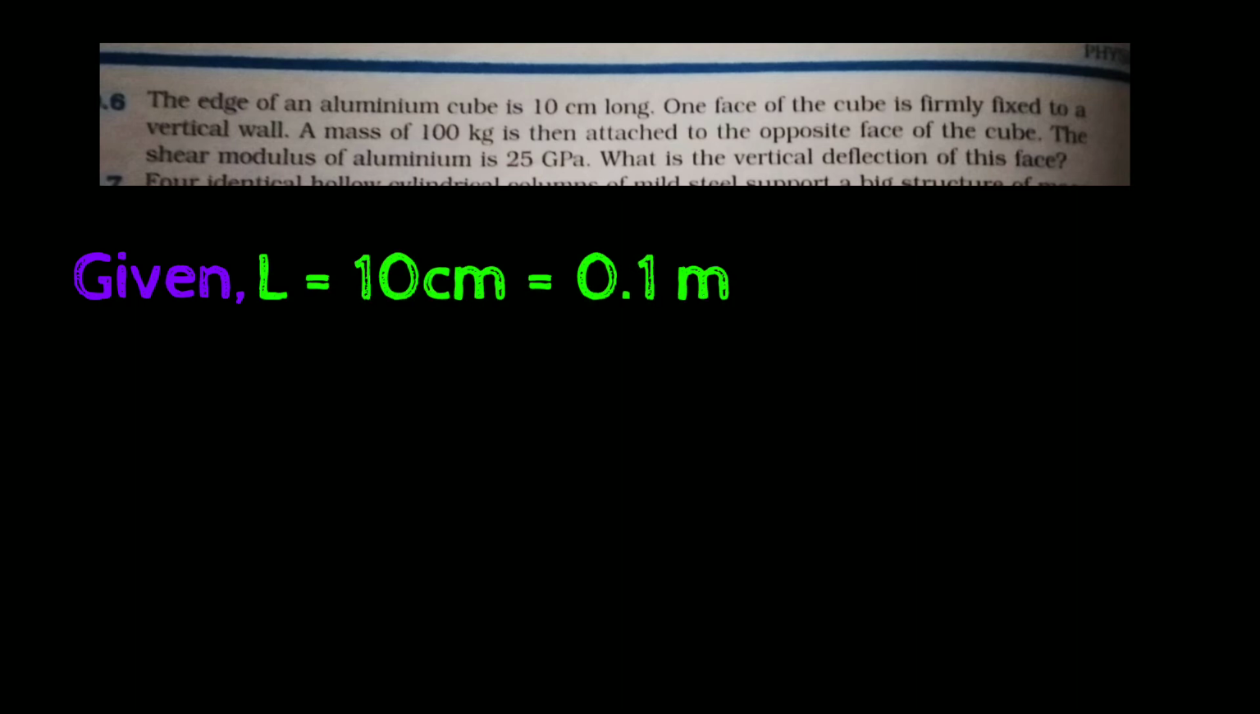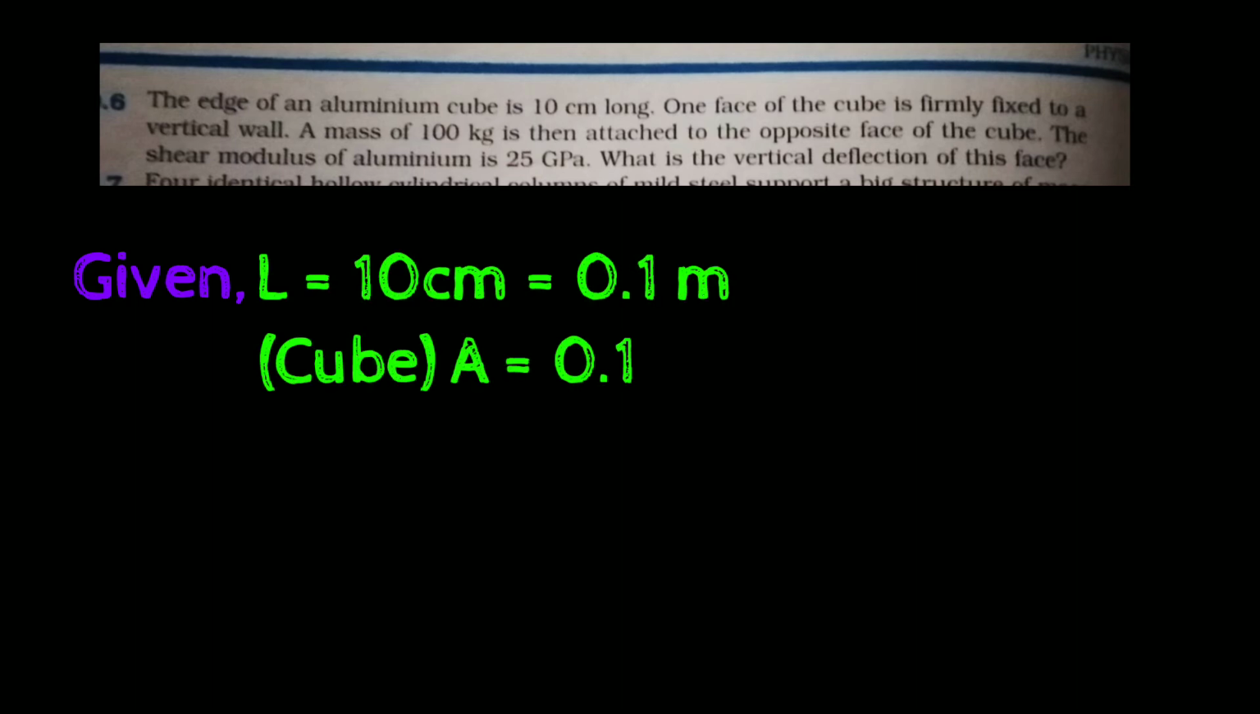The edge of an aluminium cube is 10 cm long. One face of the cube is firmly fixed to a vertical wall. A mass of 100 kg is then attached to the opposite face of the cube. The shearing modulus of aluminium is 25 GPa. What is the vertical deflection of this face? Firstly, we will write what is given.